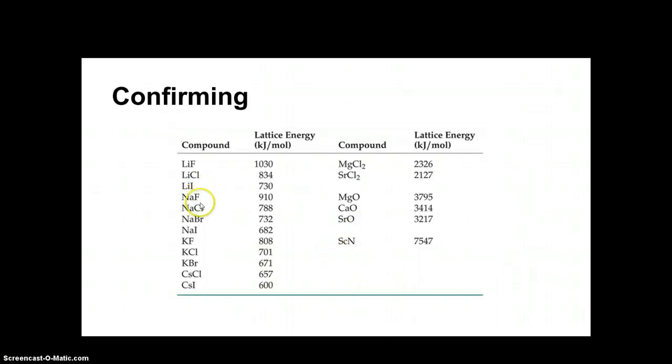And so we have NaF right here with a lattice energy of 910. We have CsI way down here with 600, so a really small lattice energy because it's so big. And then over here, MgO, 3795 is its lattice energy. So definitely those charges come into play.